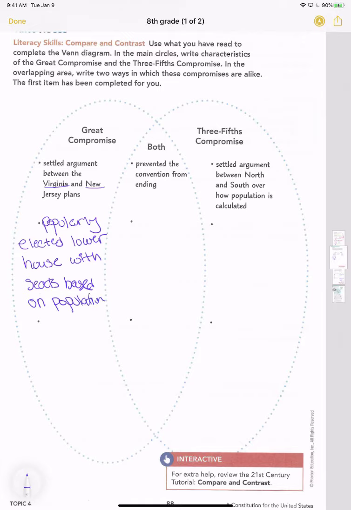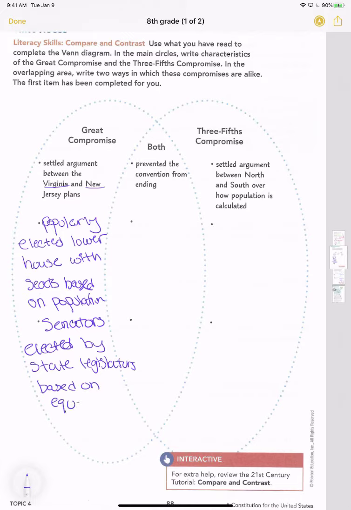All right. Then the next one, senators are now chosen by state legislatures based on equal representation. So senators elected by state legislators based on equal representation. All right.